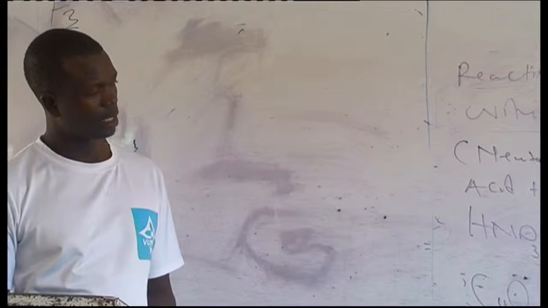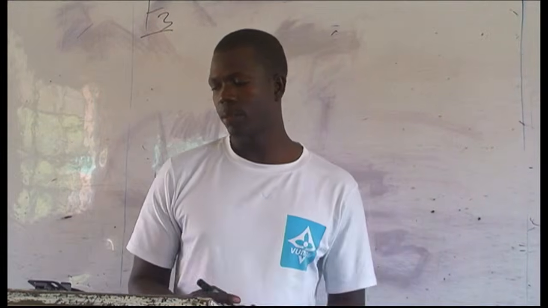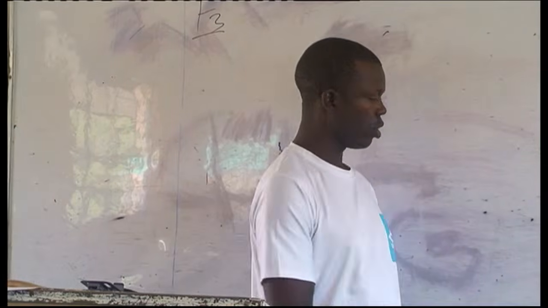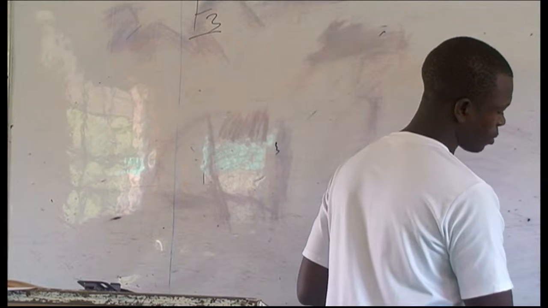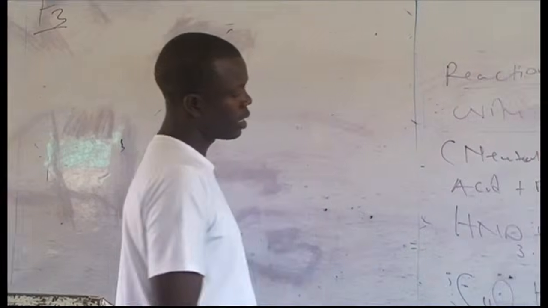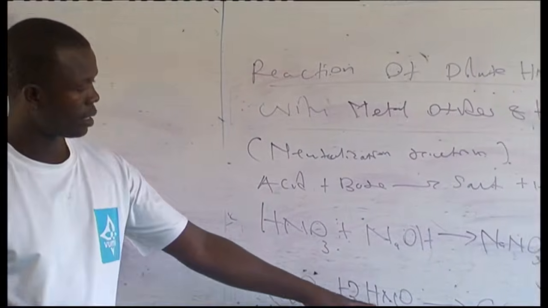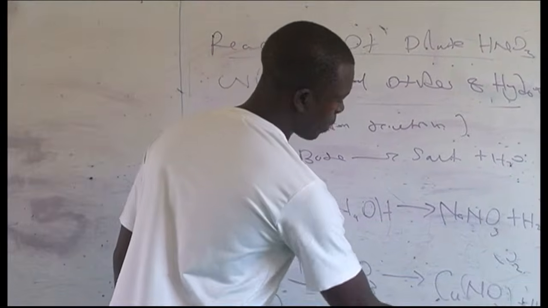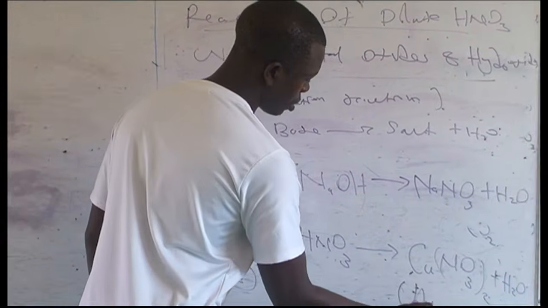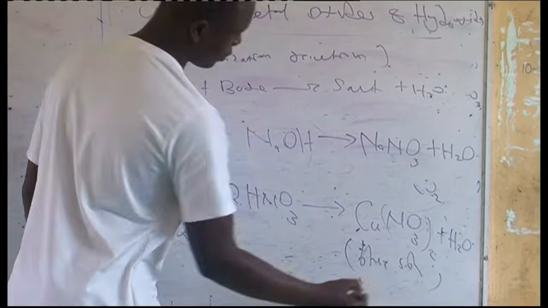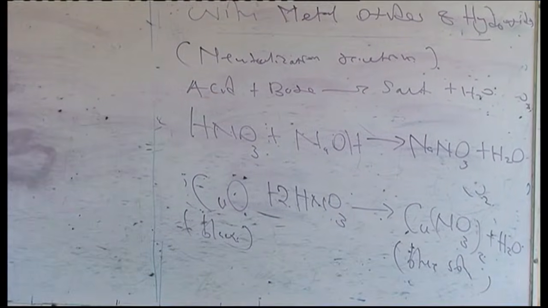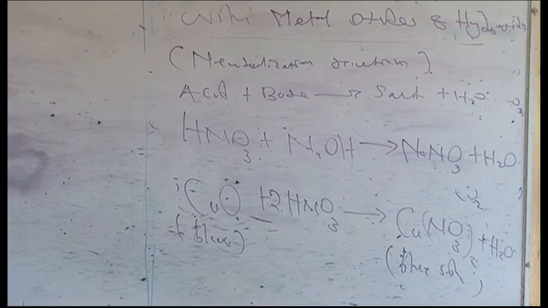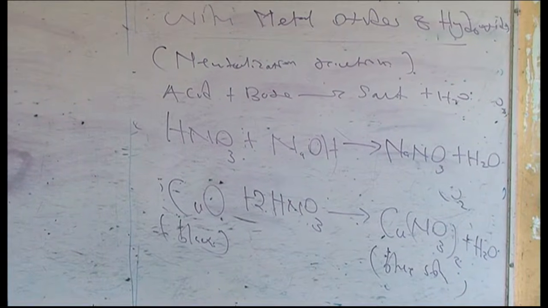What is important is that in most of the reactions, for example, the color of copper(II) oxide is black. When you react it with nitric acid, the copper(II) oxide changes to a blue solution. It's a blue solution which is formed due to the presence of copper(II) ions.